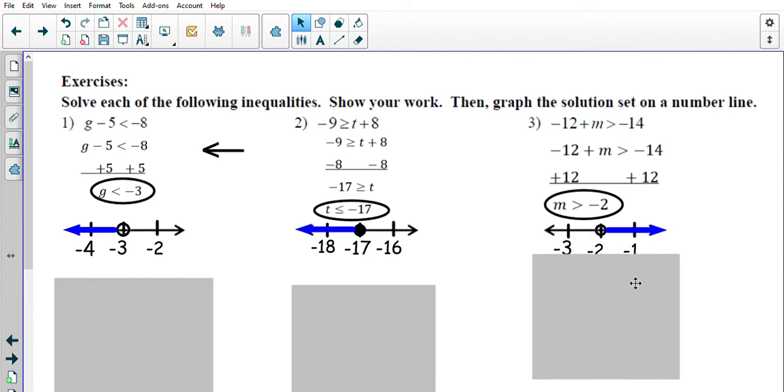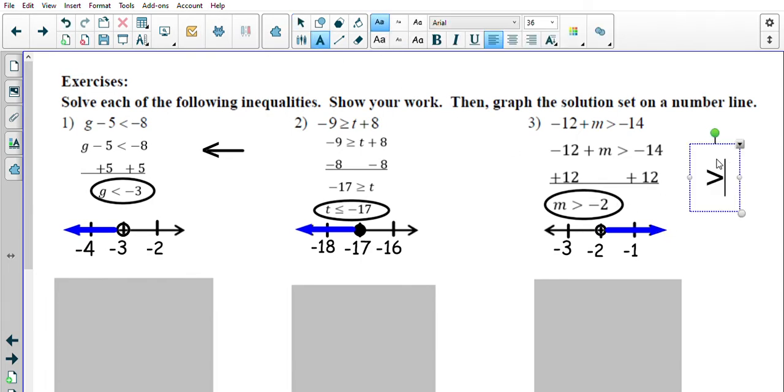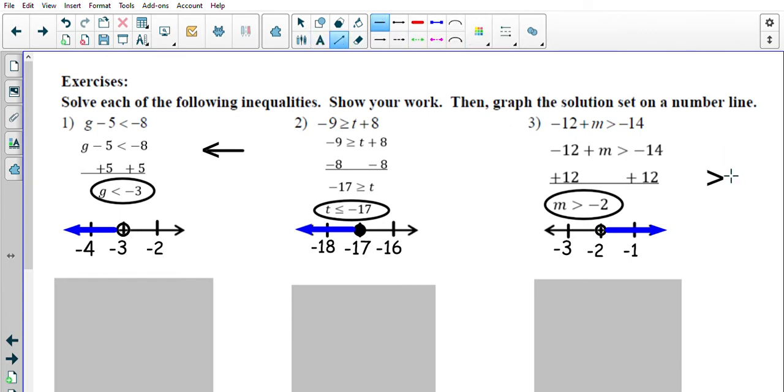Let's graph it. I've got negative 3, negative 2, negative 1, smallest to largest, left to right. Open circle this time because it's not equal to. This time, though, we shade to the right because it's greater than negative 2. Again, if you want to make your inequality symbol, this is the greater than symbol, into an arrow, that arrow is going to point to the right, and we're going to shade to the right.